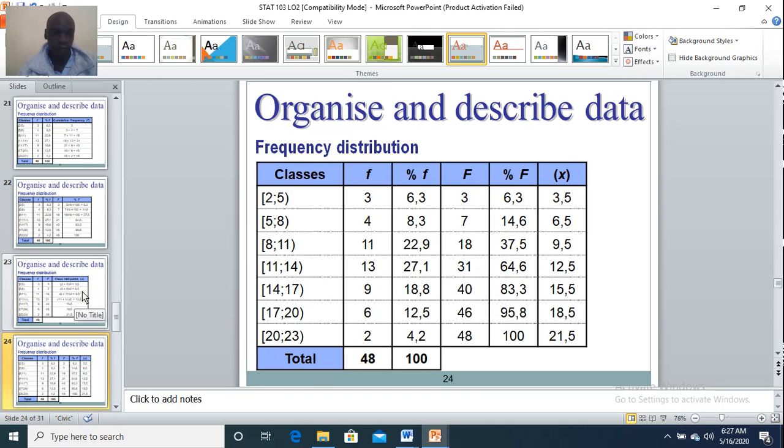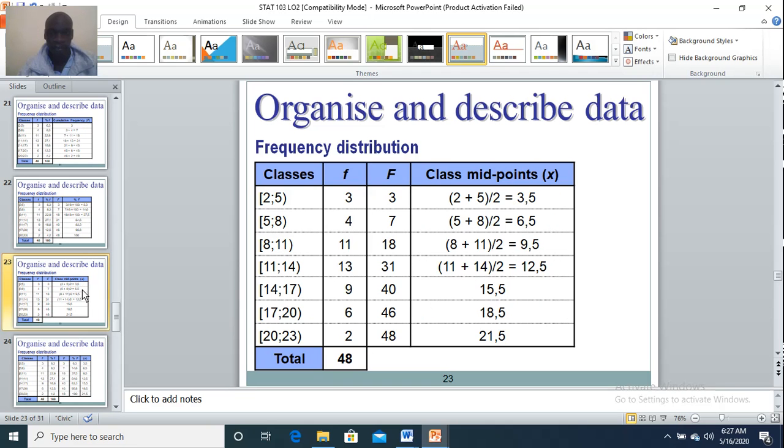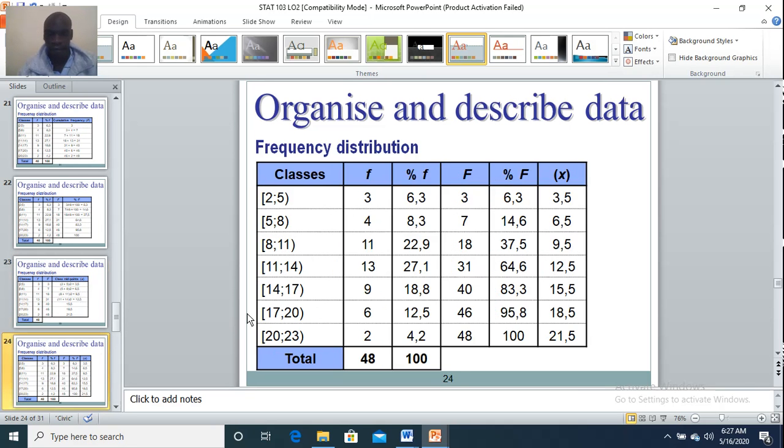So we have done the midpoints here. So already now we have our midpoints here. And this is our summarized table: this is our frequency, this is our percentage frequency, this is our cumulative, this is our percentage, this is our midpoint.